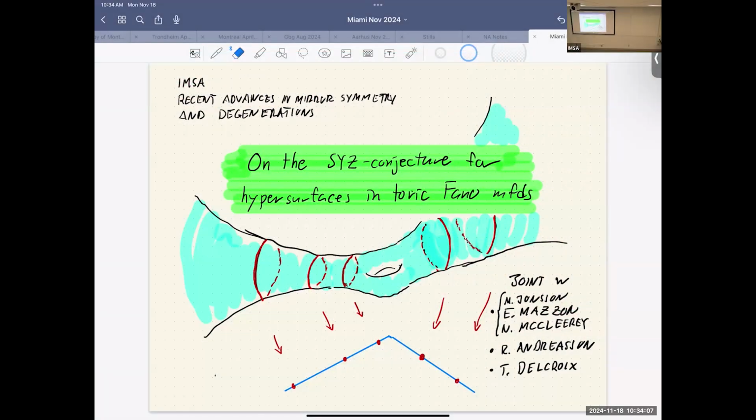So I'm going to talk about the SYZ conjecture. A lot of the things I say will be for hypersurfaces and toric Fano manifolds. And whenever I talk about my own results, it's based on a few collaborations with Mattias Jonsson, Enrica Mazzon, McCleerey, and Rolf Andreasson.